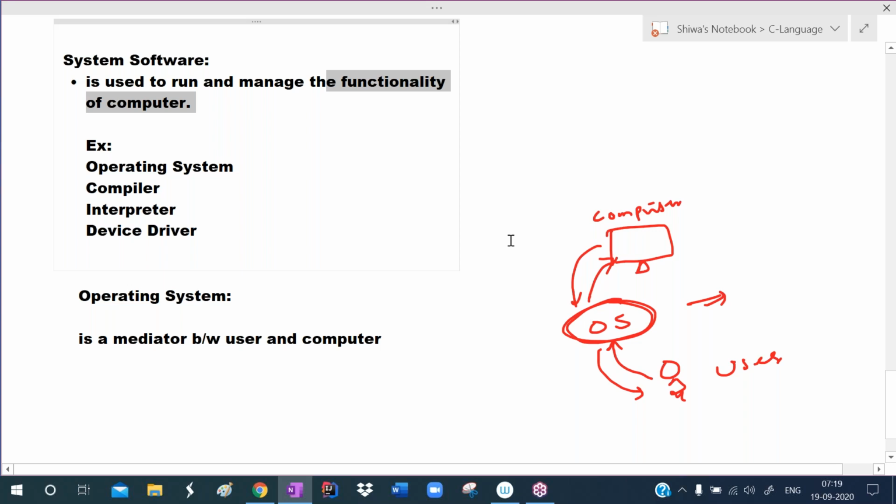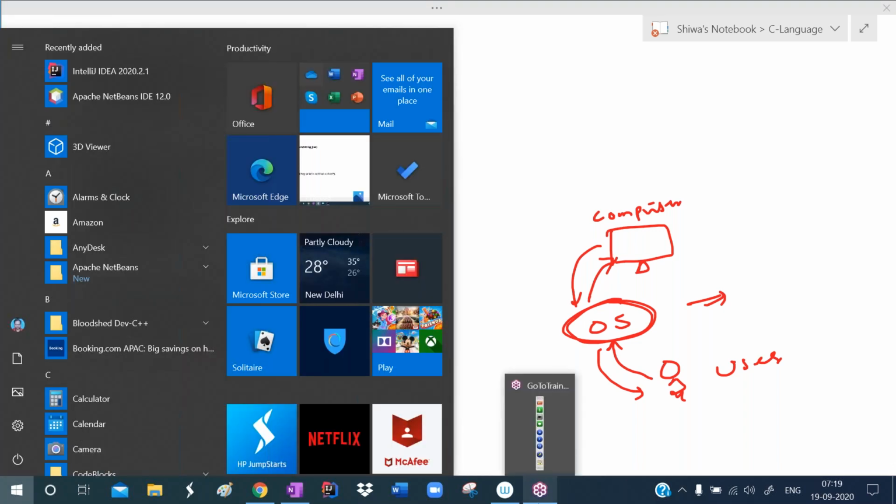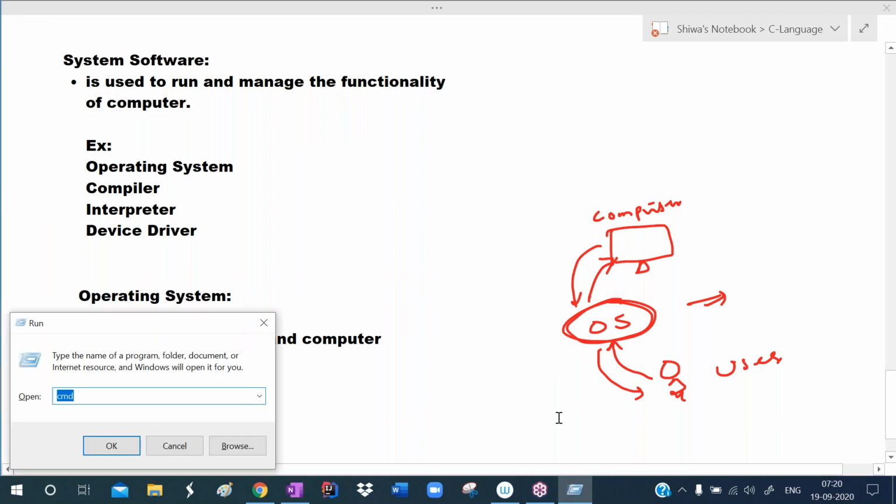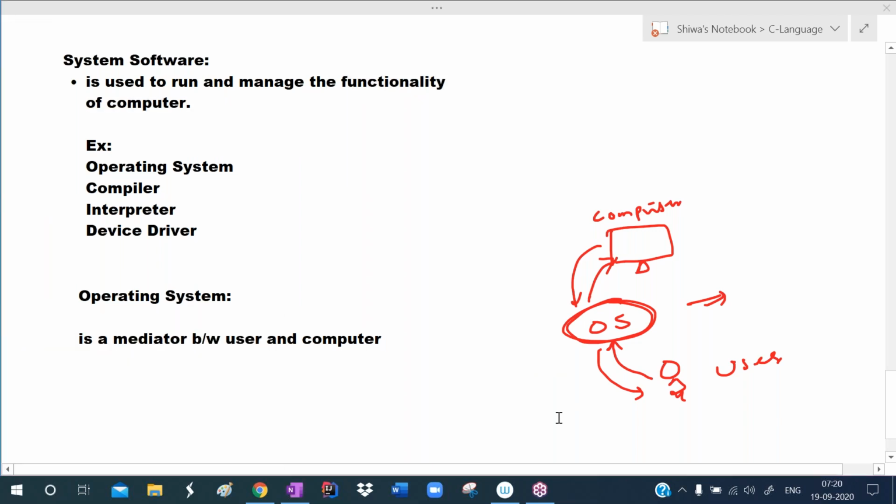To open MS Word, I am using this Windows button. To open the run dialog box, I'm using this dialog box. So all these are provided by the operating system only. That's why I'm calling the operating system the mediator between user and the computer. If you want to communicate with the computer, an operating system is required. If operating system is not there, we cannot do anything. So it is the software used to run the computer and manage the functionality of the computer. That's why the operating system comes under system software.